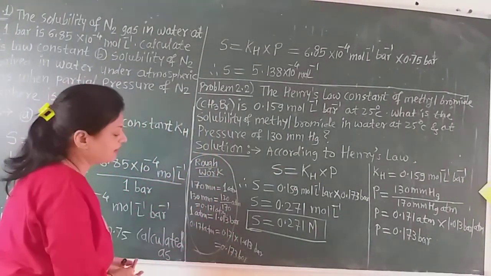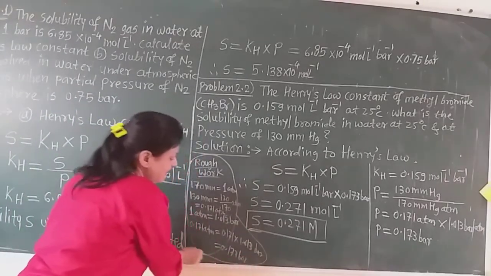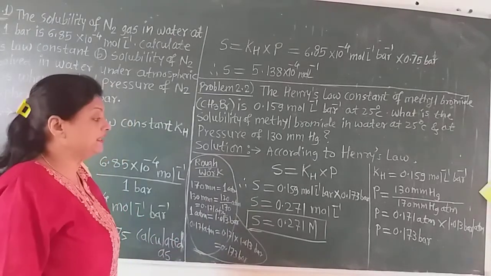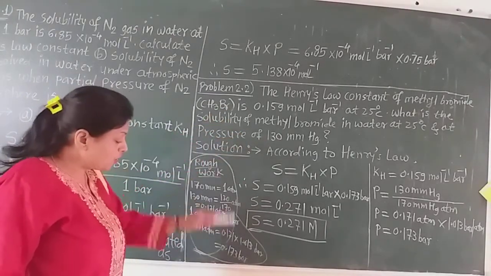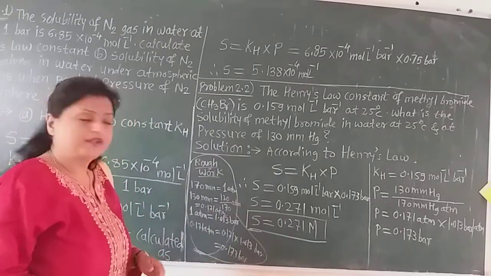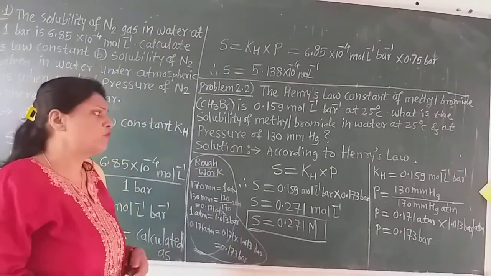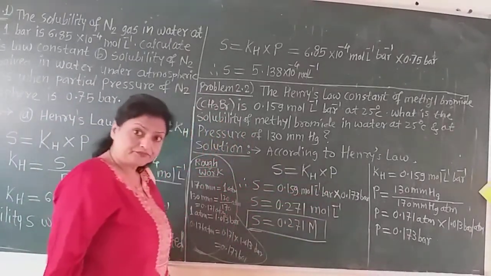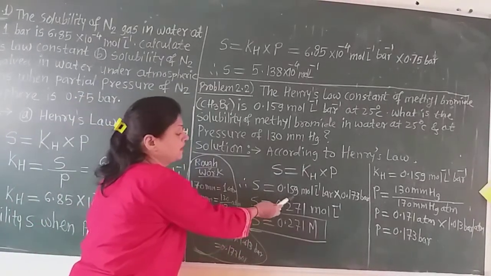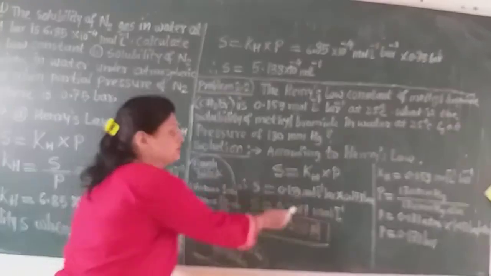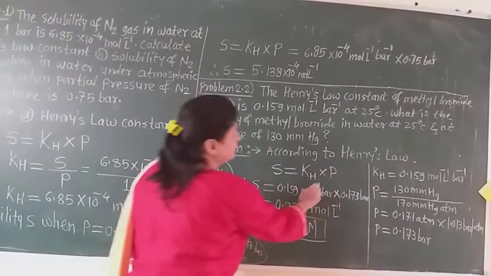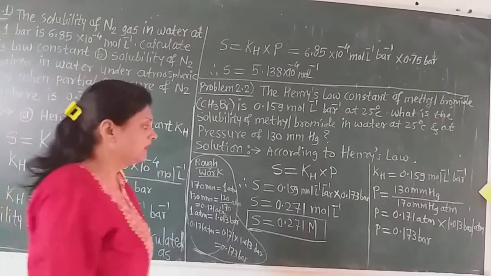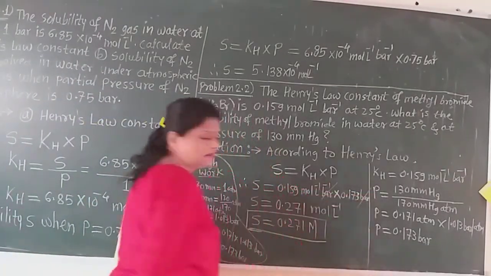Here this is the rough work, and from that by cross multiplication we calculate that 130 mm of Hg means 0.173 bar. Now only substitute the value into the formula. According to Henry's law, S is equal to KH into P, and therefore S is equal to 0.159 moles per liter per bar, this is the unit of KH, into 0.173 bar. Here per bar and bar get cancelled, the unit.